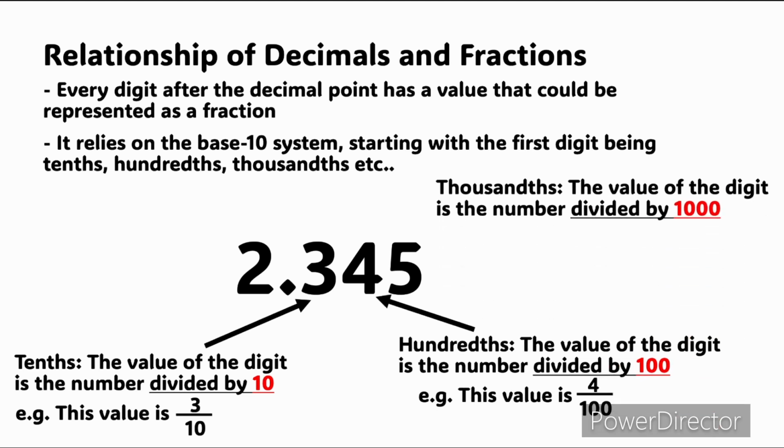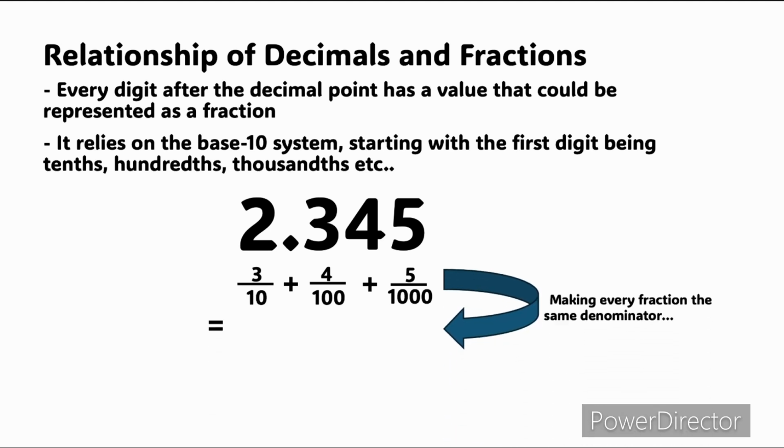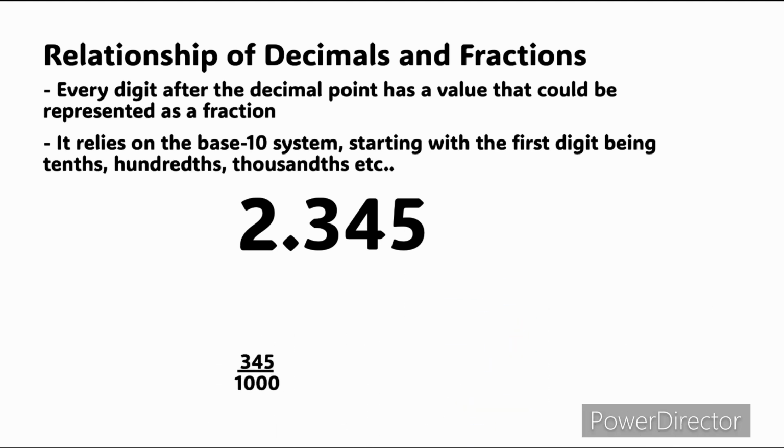5 is the third digit, known as the thousandth, with a value of 5 over 1000, as the digit is divided by 1000. If we want to make this decimal a fraction, we just have to add the values of the digits on the right of the decimal point up. In this case, we add 3 out of 10, 4 out of 100, and 5 out of 1000. We make every fraction the same denominator. As to how, consider watching the video on the top corner. We will get 300 out of 1000, 40 out of 1000, and 5 out of 1000, which gets us 345 out of 1000. Take the whole number 2 up, putting both of them next to each other, and we are done. The answer will be 2 and 345 out of 1000.